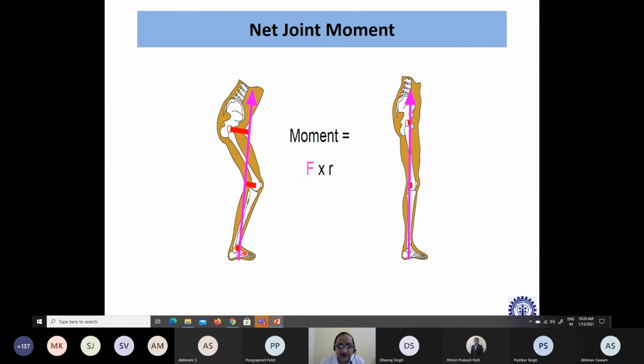And this deviation results in creating some external moments in the body. These external moments need to be counteracted to maintain equilibrium. So it is being counteracted by moments offered by the muscle forces.